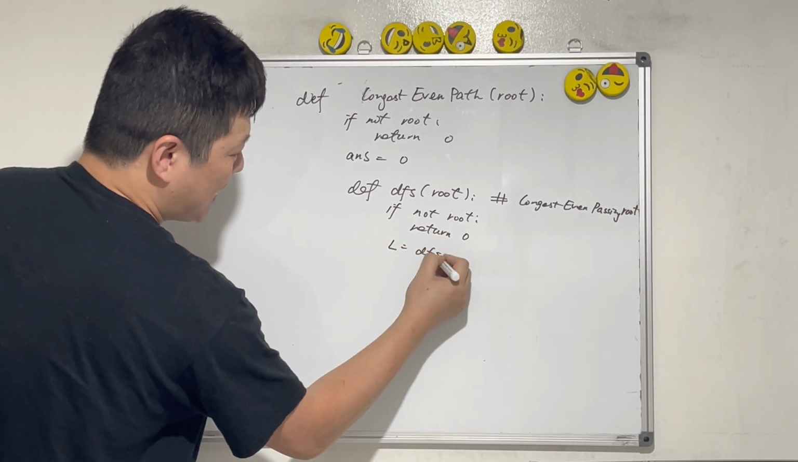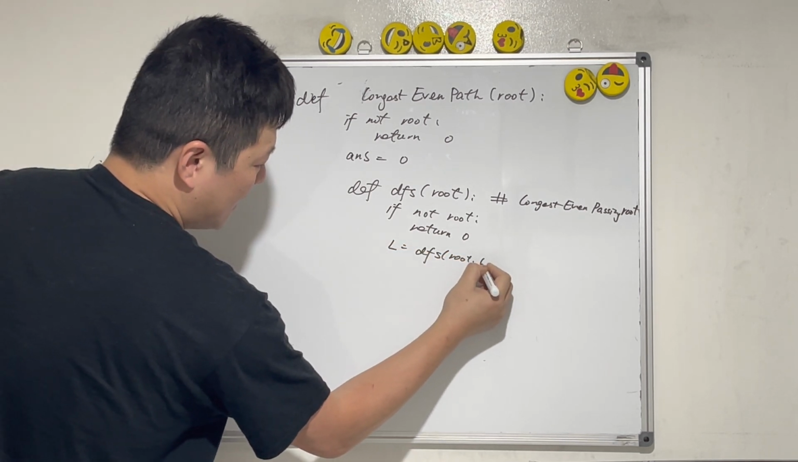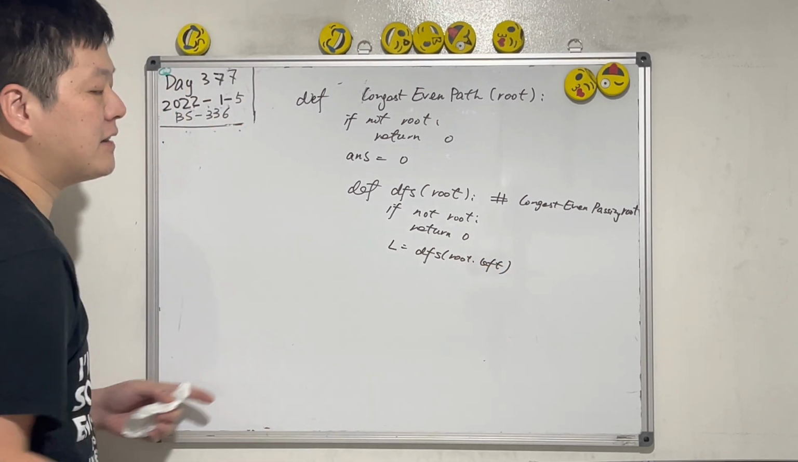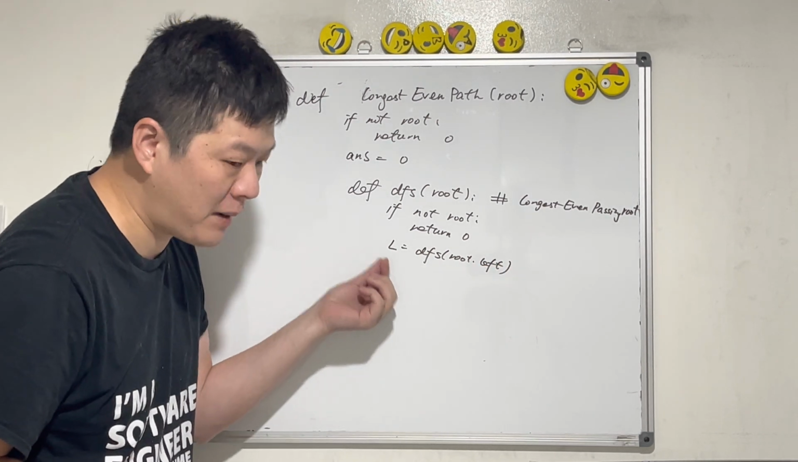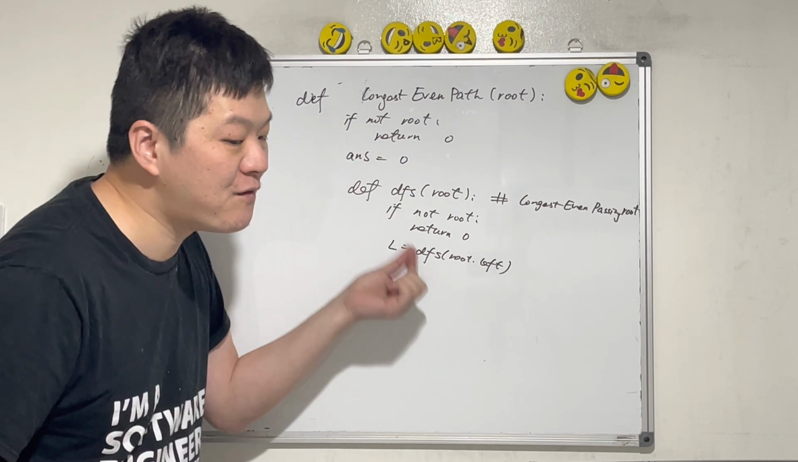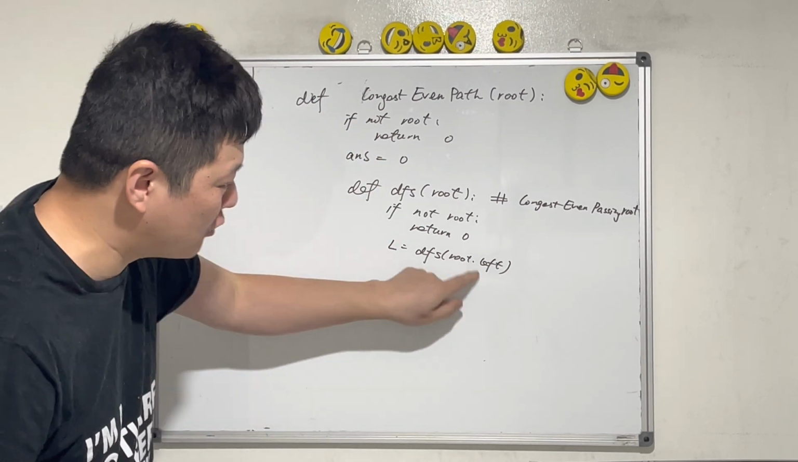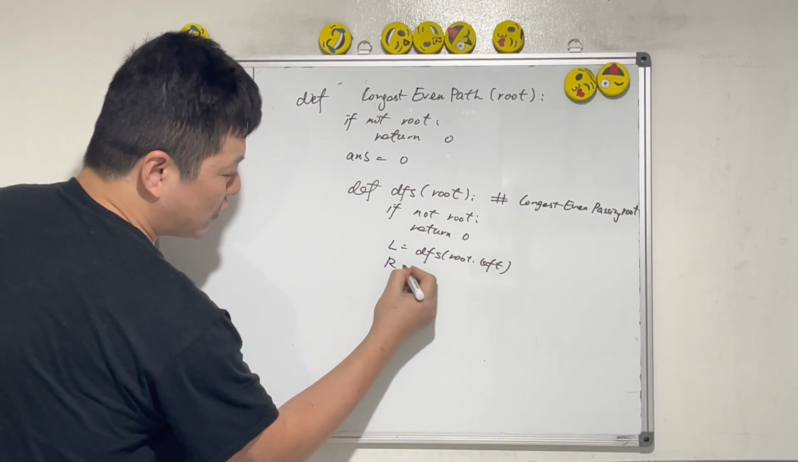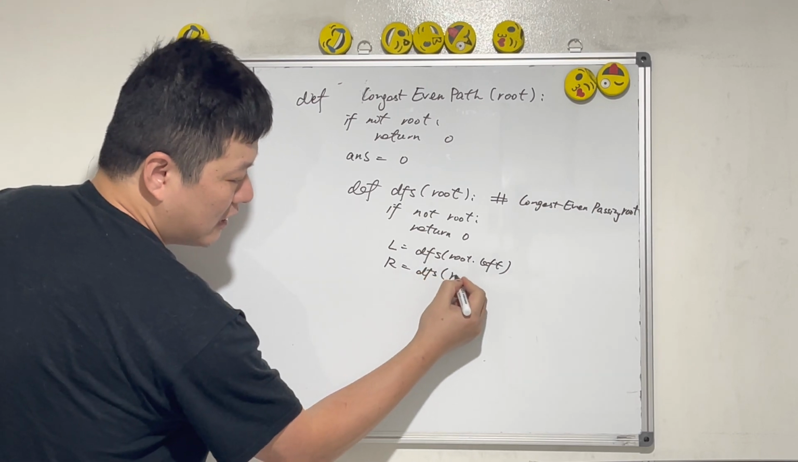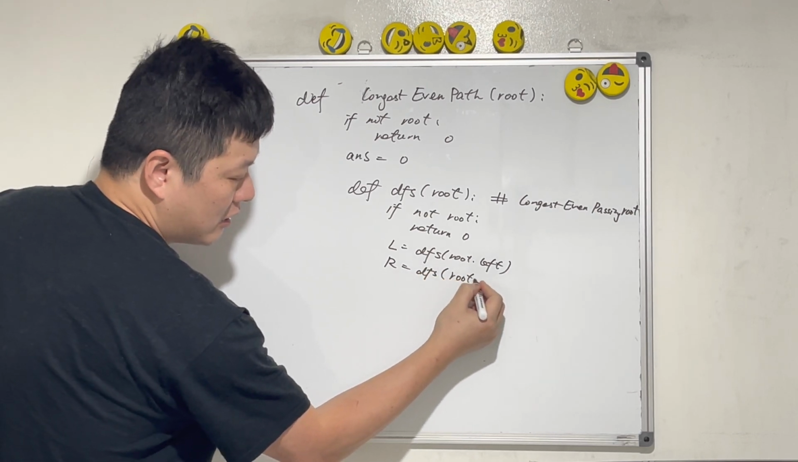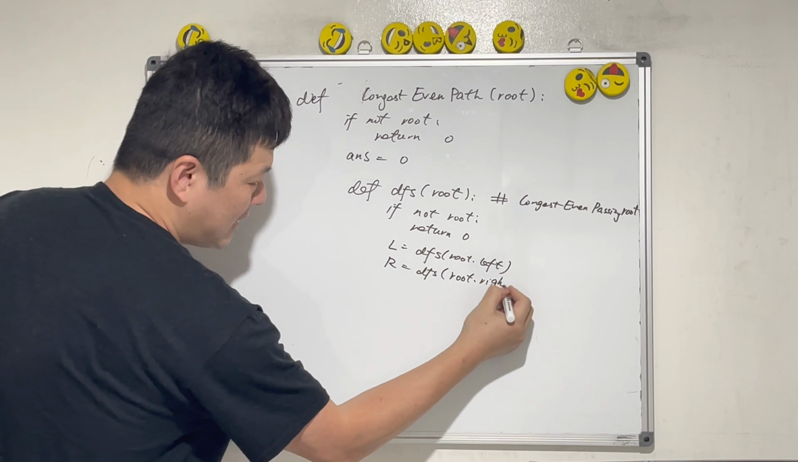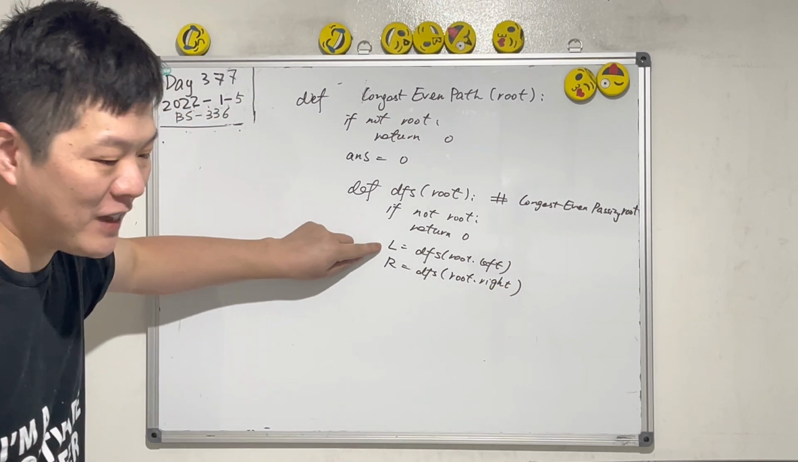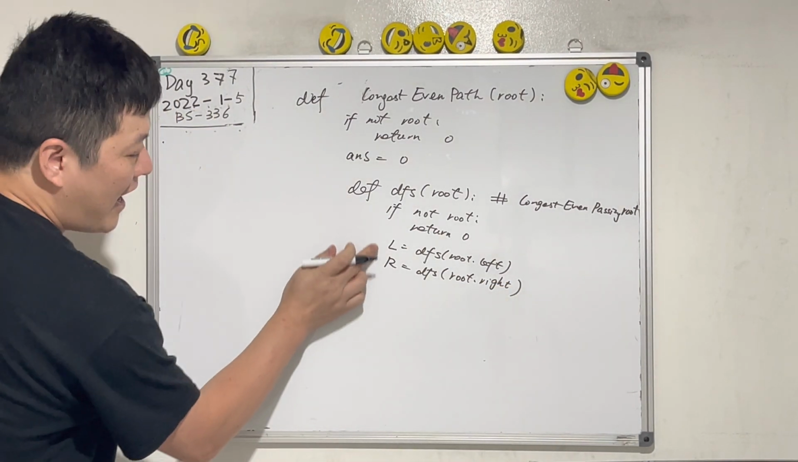Now I need to do L. I need to search the root on left, so this L is the longest even path on the left tree, right? Search root dot left. And then R equals what? Can you tell me? Search root dot right. Yeah, easy. Now I have the left and right, L and R.